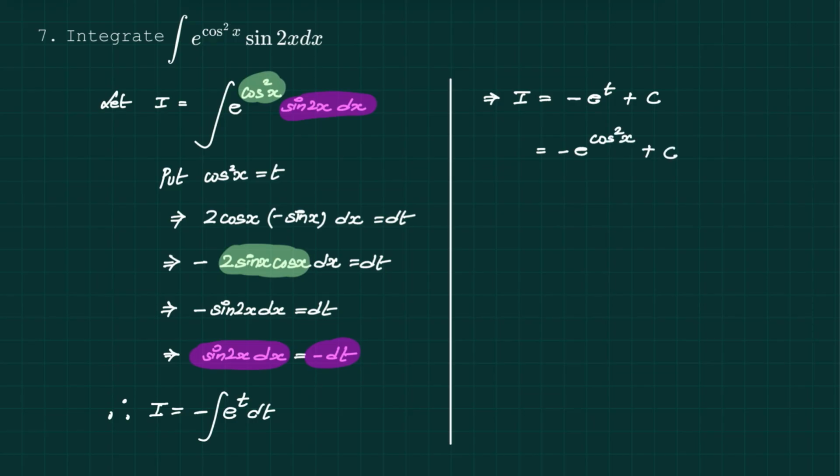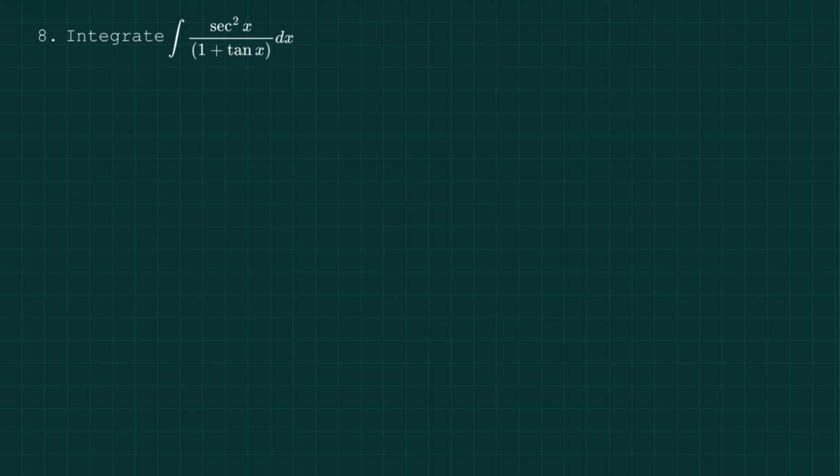plus c. Question 8. Integrate sec square x over 1 plus tan x. Here if you notice that derivative of 1 plus tan x, or derivative of tan x, is sec square x, so we will assume this denominator as t. So first let I equals to integration of sec square x over 1 plus tan x dx.